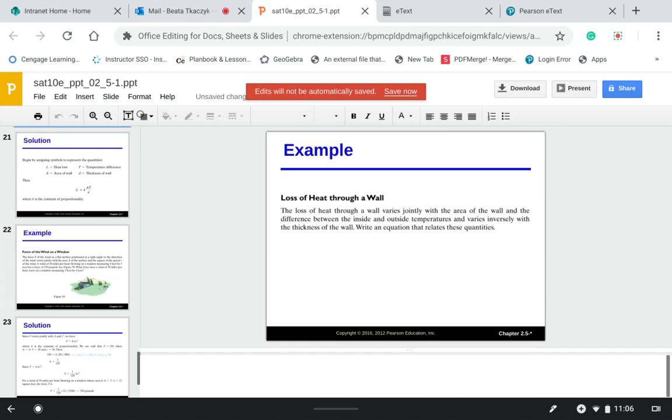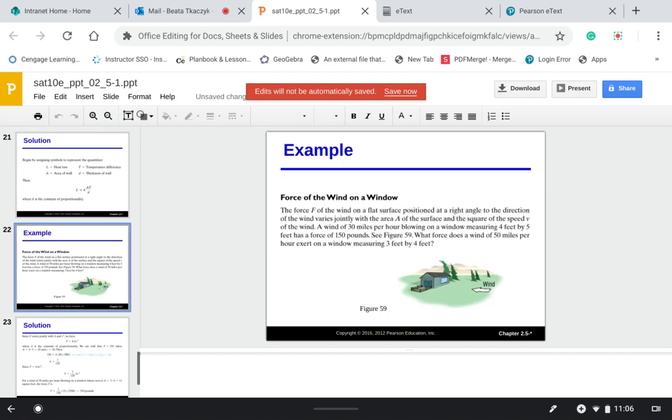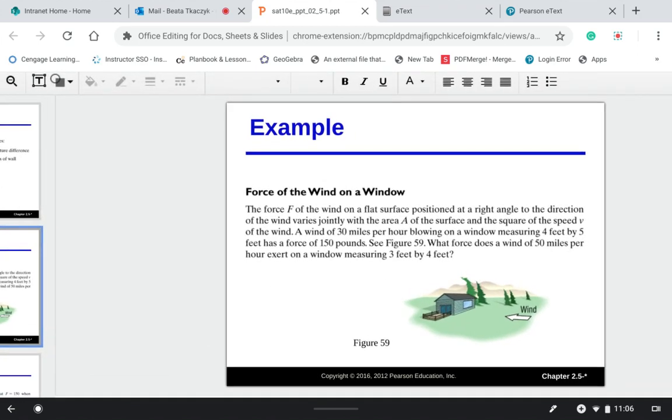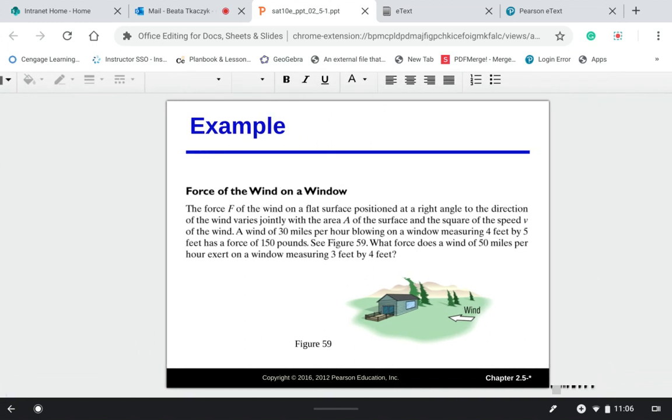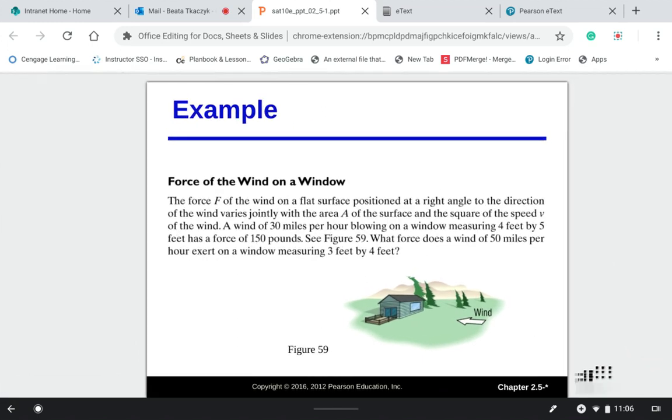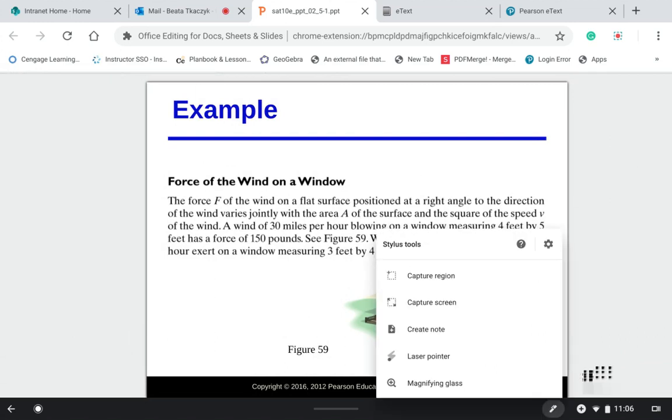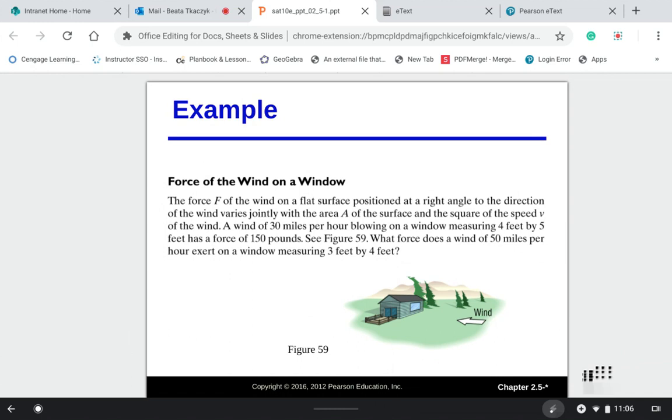Okay, force of the wind. This is the example which I will go over. Okay, so let me read it. The force F, first variable, of the wind on the flat surface positioned at the right angle to the direction of the wind varies jointly.